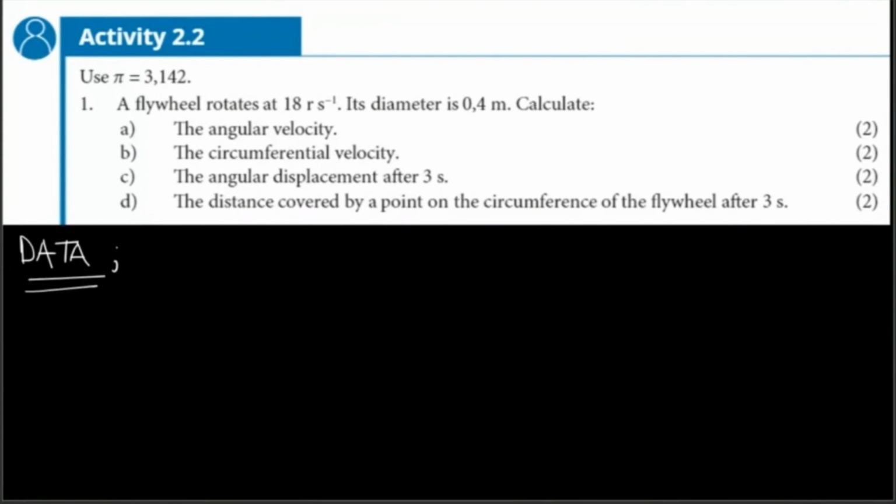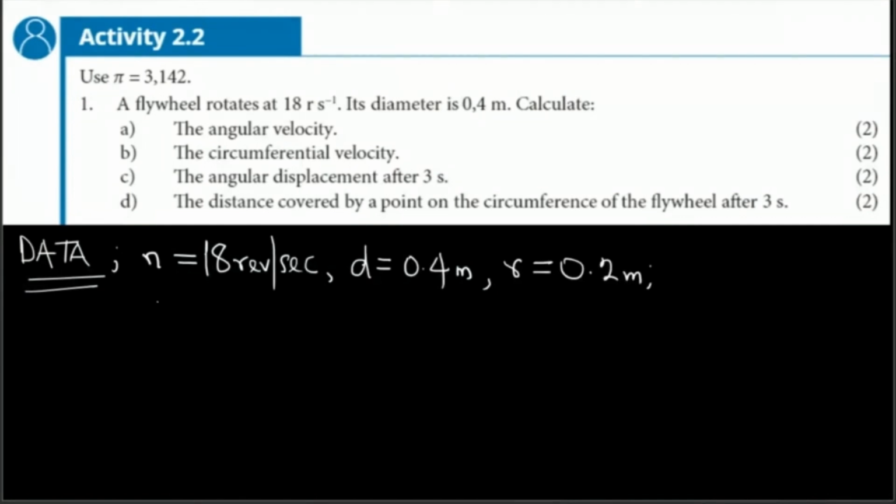So the flywheel rotates at 18 revolutions per second. With revolutions per second, I'm going to represent that by small letter n. So this is 18 rev per sec. Now that flywheel has a diameter of 0.4 meters. Sometimes you'll be given centimeters or millimeters, so make sure that you convert to meters. Which makes the radius 0.2 meters. The question says that we must calculate, first, the angular velocity.